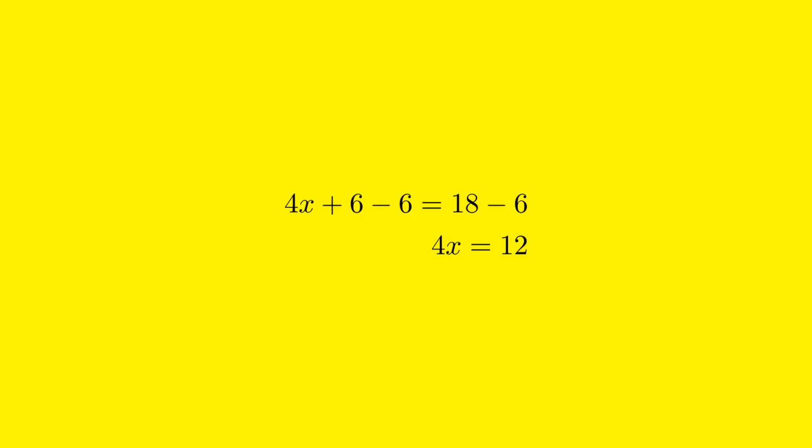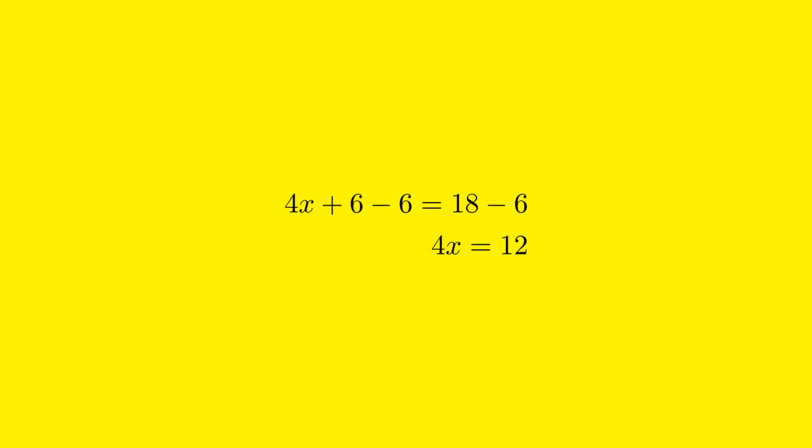To solve for the variable x in the equation 4x plus 6 equals 18, we start by isolating the term that contains x. First, we need to get rid of the constant term 6 on the left side of the equation. Since 6 is being added to 4x, we do the opposite operation to both sides. So we subtract 6 from both sides of the equation. This will help to isolate the term with x on one side of the equation.